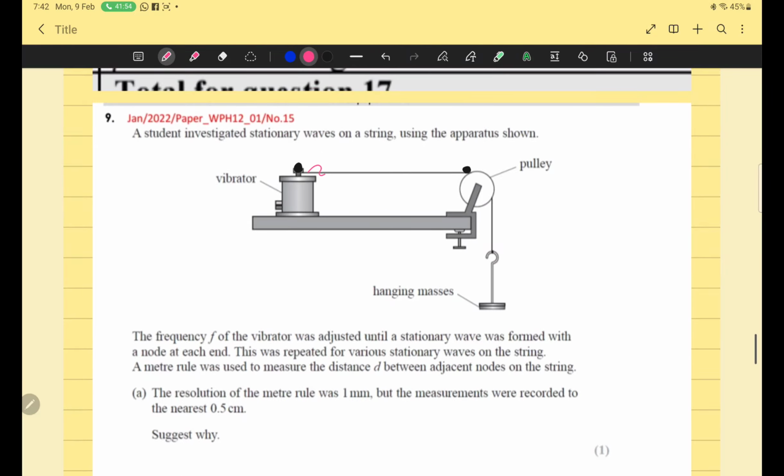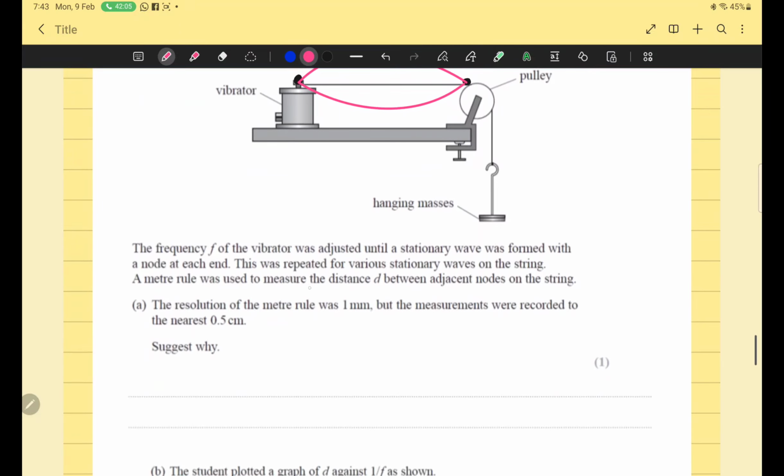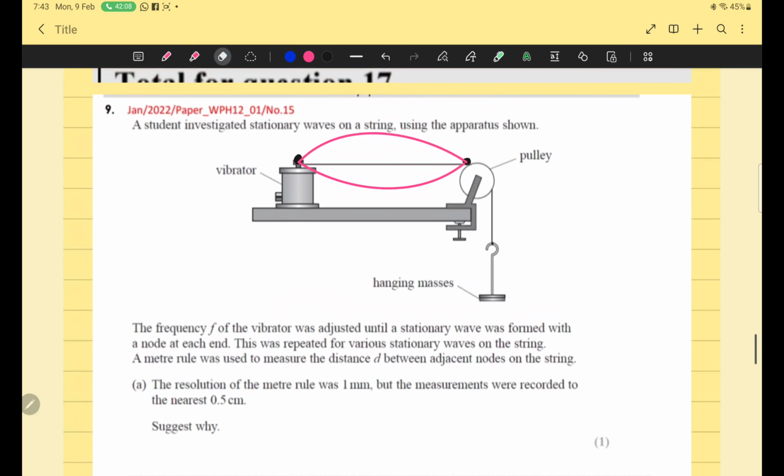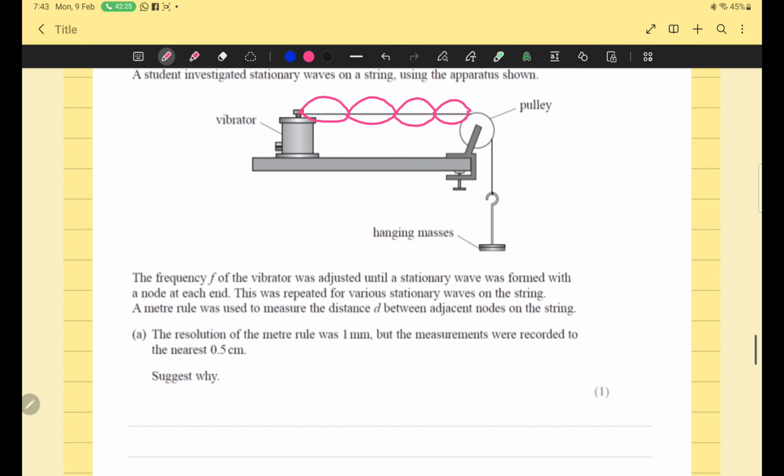It means one loop, and it is not necessary that there is one loop. Only node at each end. Okay. This was repeated for various stationary waves. It means it was repeated for various standing waves. Various means obviously sometimes there will be two loops, sometimes three loops, etc. So consider there are four loops. Acha ji. A meter rule was used to measure the distance d between adjacent nodes on the string.